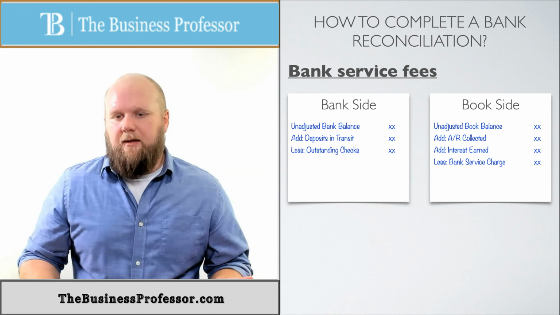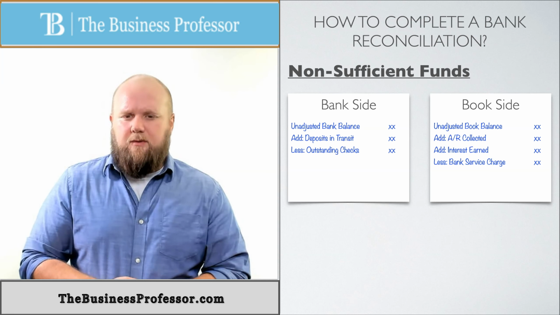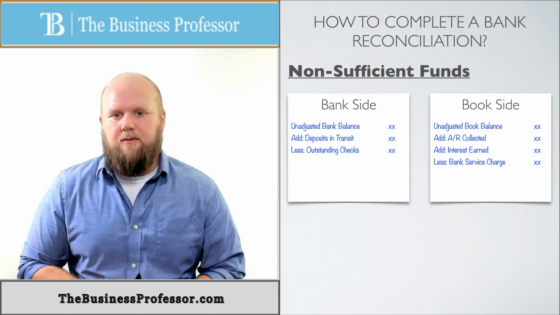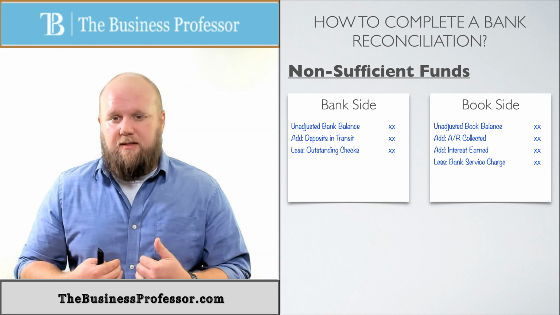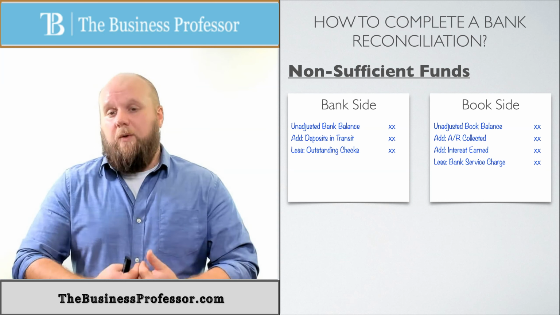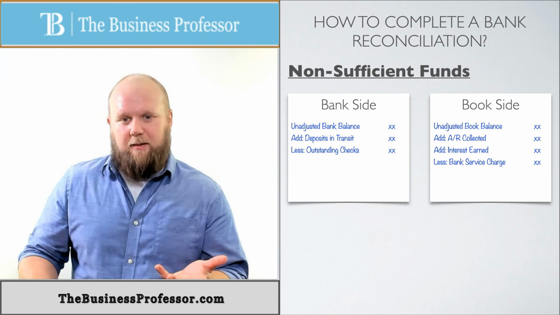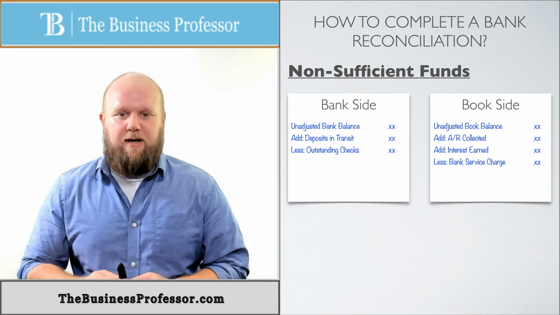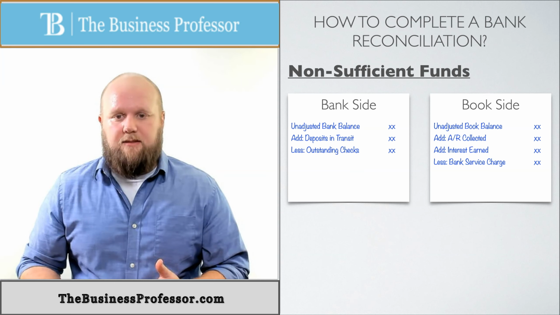Last common thing that we can see when it comes to bank reconciliations is everyone's favorite, non-sufficient funds, or a bounced check. Okay, somebody gave us a check that's not worth the paper it's written on. We assumed it was good when we got it, and so when we got it, we wrote it in the books as our cash went up. But when we took it to the bank, they said it bounced like a basketball and it's not worth anything. So we need to correct this, okay?